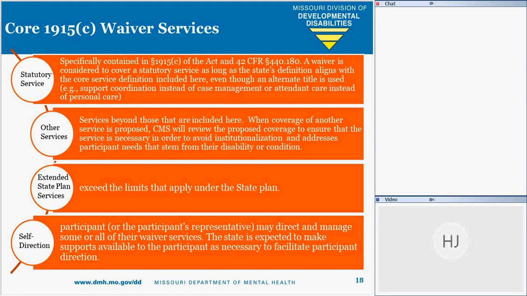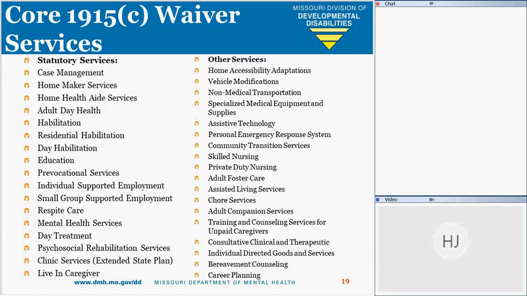We also have self-directed services, and that's where the participant or the participant's representative can direct some or all of their waiver services. The state is expected to make supports available to the participant as necessary to facilitate that participant direction. So you'll see that we have the support broker, and we have our contractor that will assist with processing payments to the providers that the individuals hire.